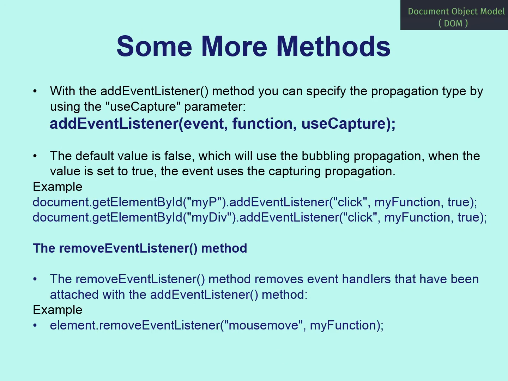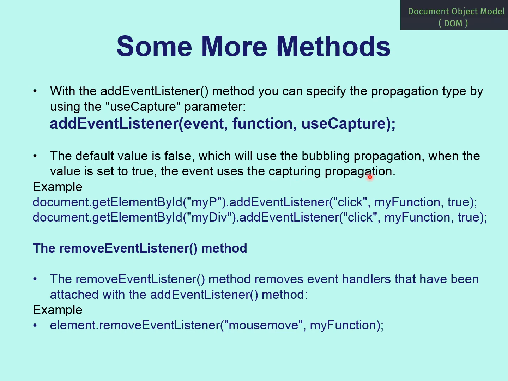Some more methods. We already discussed the addEventListener and removeEventListener. With the addEventListener method, you can specify the propagation type using the useCapture parameter. So this is the example: addEventListener, event, function, useCapture. The default value is false, which will be using the bubbling propagation. When the value is set to true, the event uses the capturing propagation.